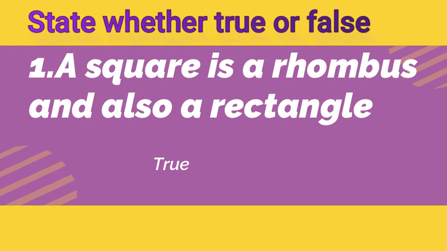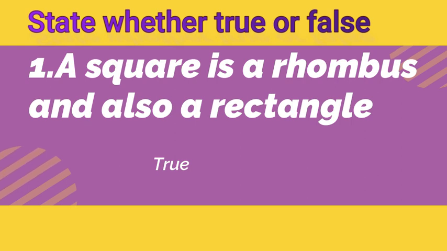In a rectangle, opposite sides are equal and parallel. And in a rectangle all angles are 90 degrees, right? The sum of four angles will be 360 degrees. So a square also has right angles, that means all angles are 90 degrees here. So this one is true.